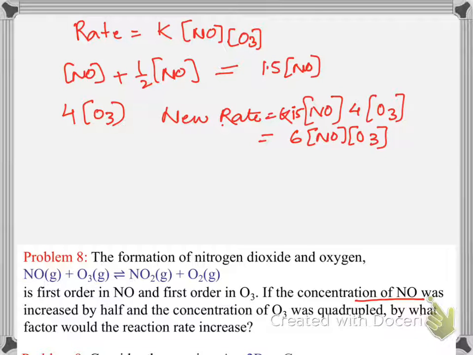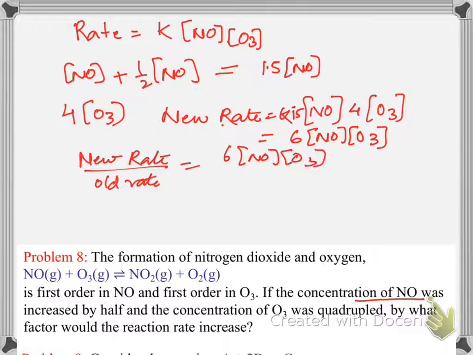The question is by what factor? So to find the factor, it is 6 times. You can just look at it like that to find the factor: new rate over old rate. 6 times K[NO][O3] divided by the old rate, which was K[NO][O3], or you can simply say 6 times. So this is cancelled out, equals 6.